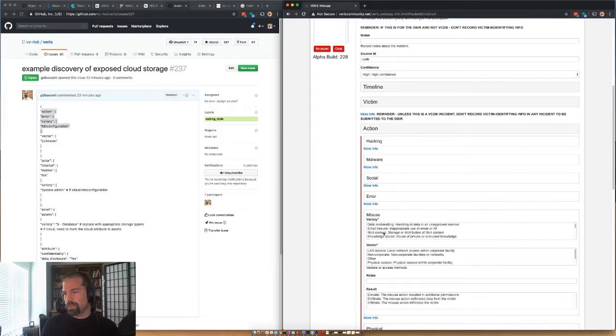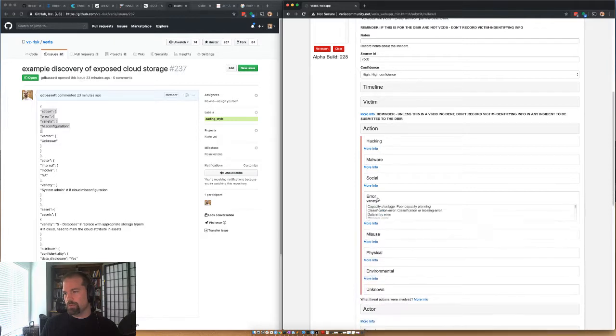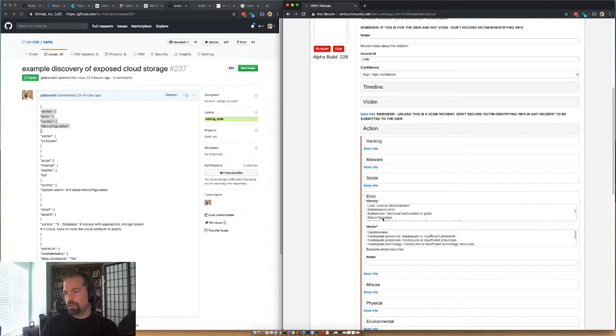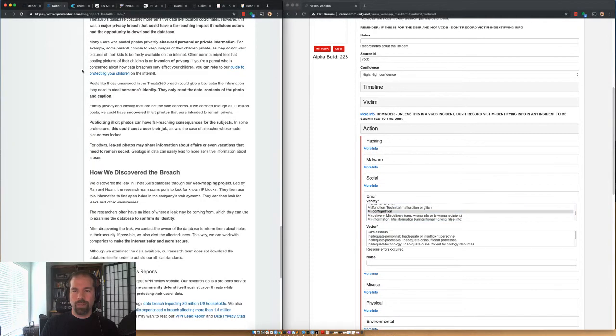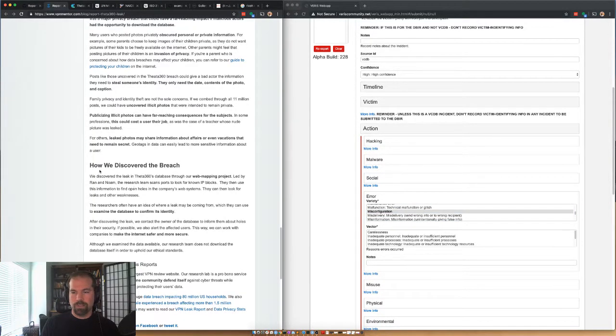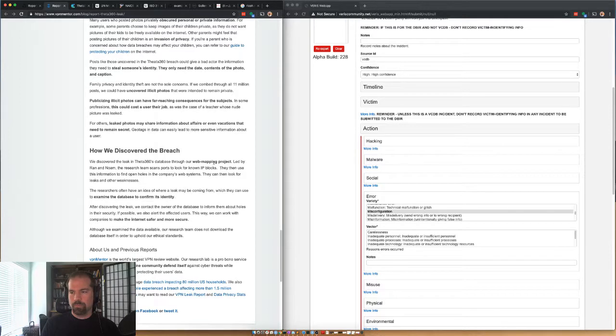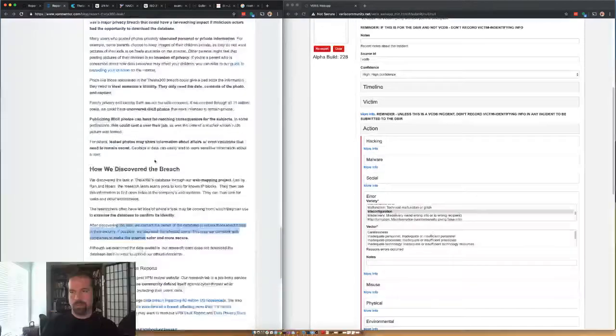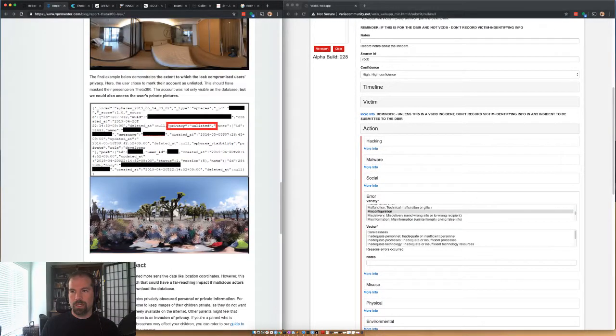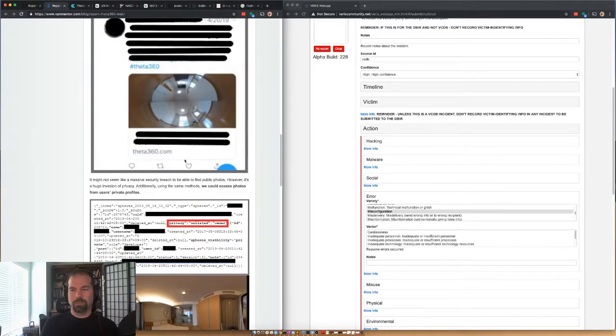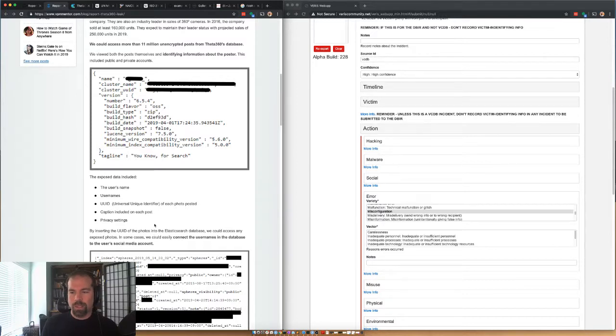So we'll go down and find that. Oh, that's misuse. We want error, misconfiguration. And we could go back and look at this to make sure that's true. Discover the leak database through our web mapping project, which is bolded but not a link. Examine the database, made the internet safer, and all that stuff. So basically it looks like they, and this being JSON, makes me think that maybe they found an open MongoDB database that was exposed to the internet.